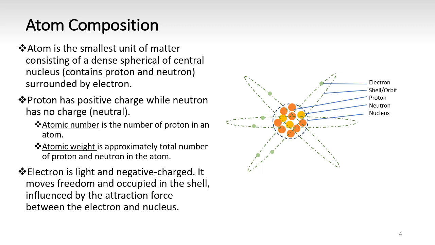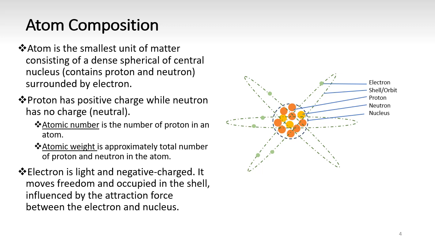Now, we come to the atom. The right side is a general vision of an atom. To let you know, the atom is the smallest unit of matter, consisting of a dense spherical nucleus surrounded by electrons. The proton has positive charge, while neutron has no charge. For additional info, atomic number is the number of protons in an atom, while atomic weight is approximately the total number of protons and neutrons in the atom.